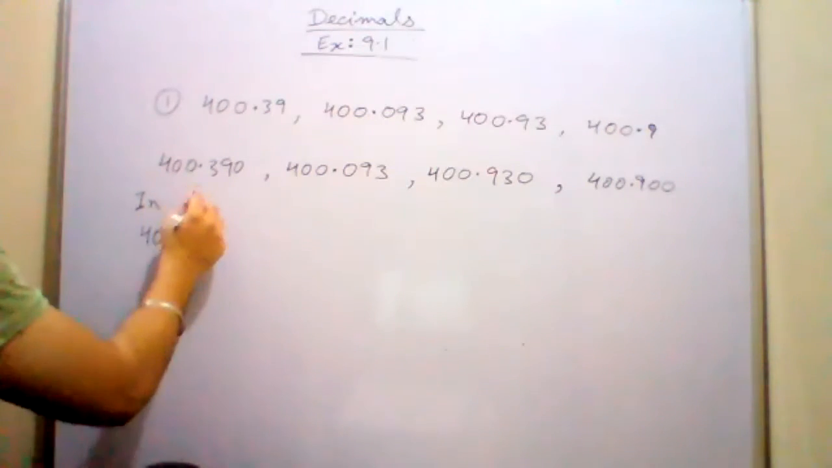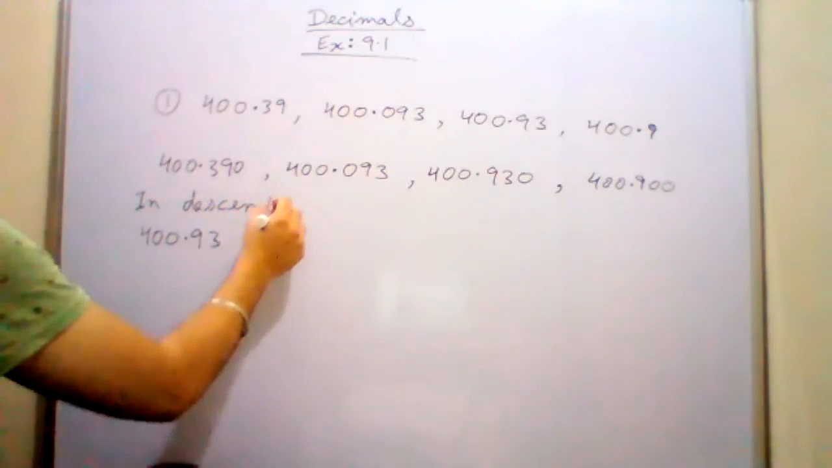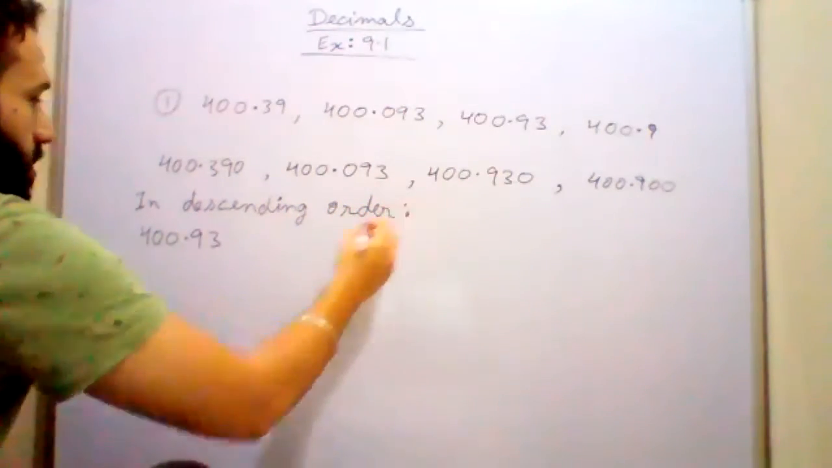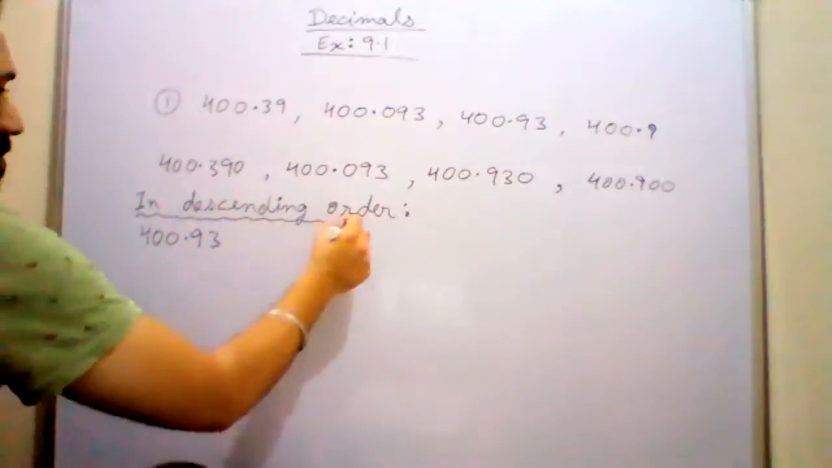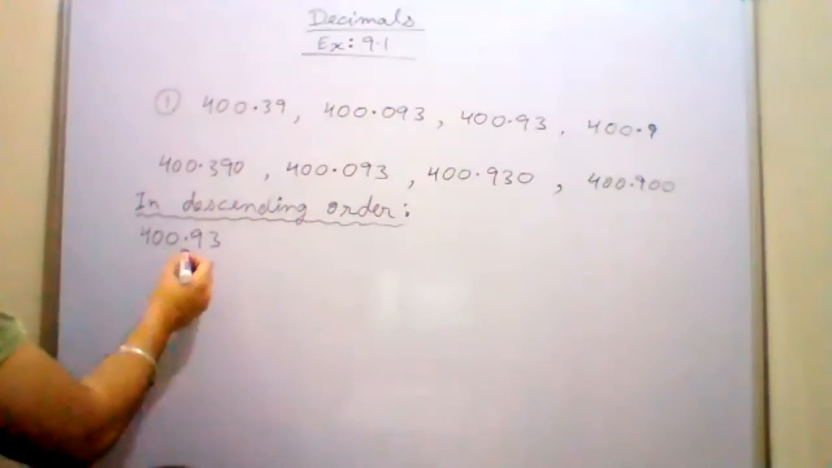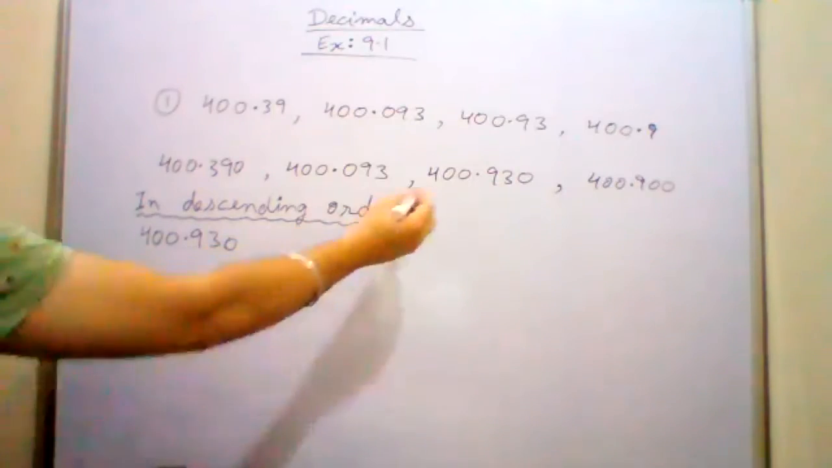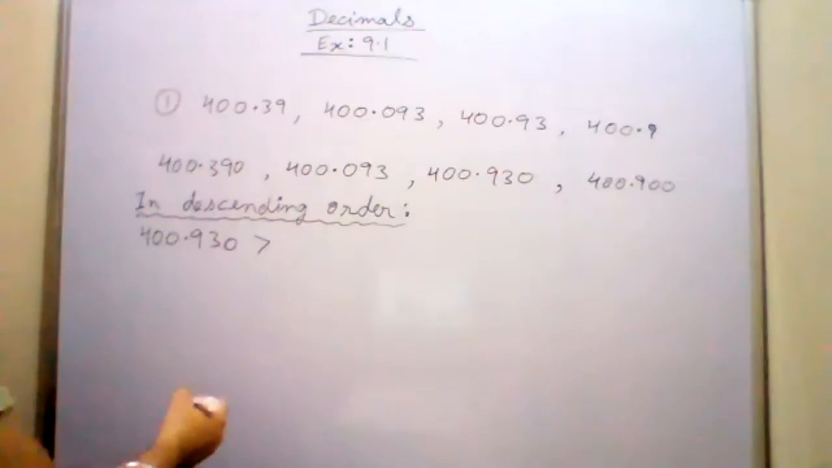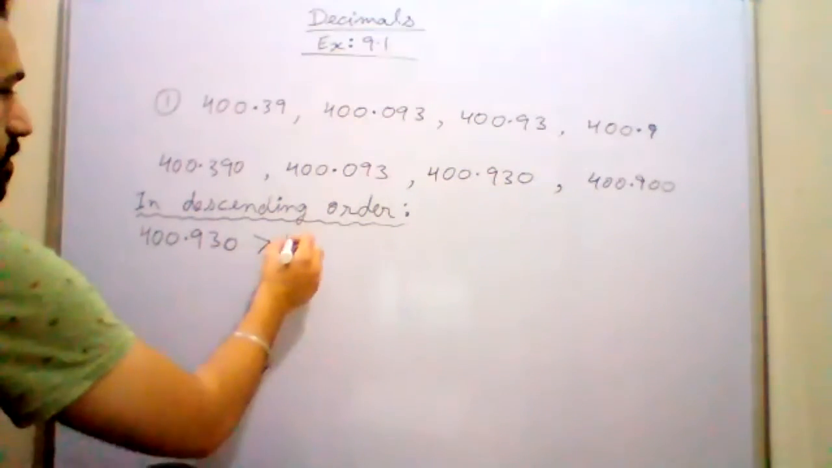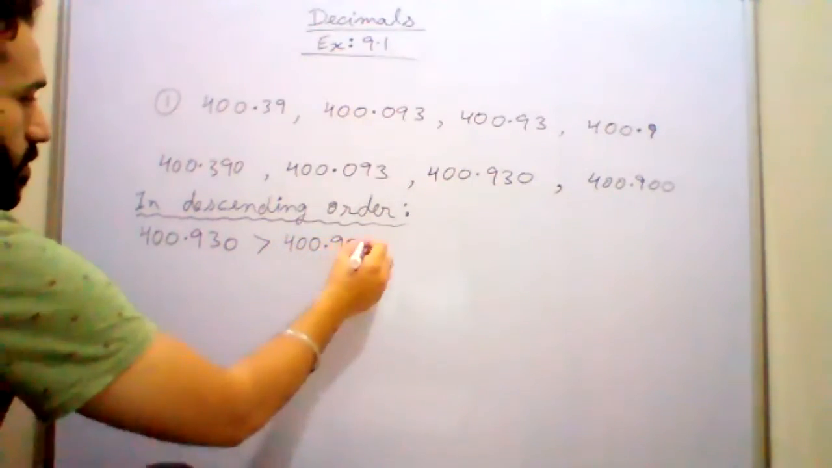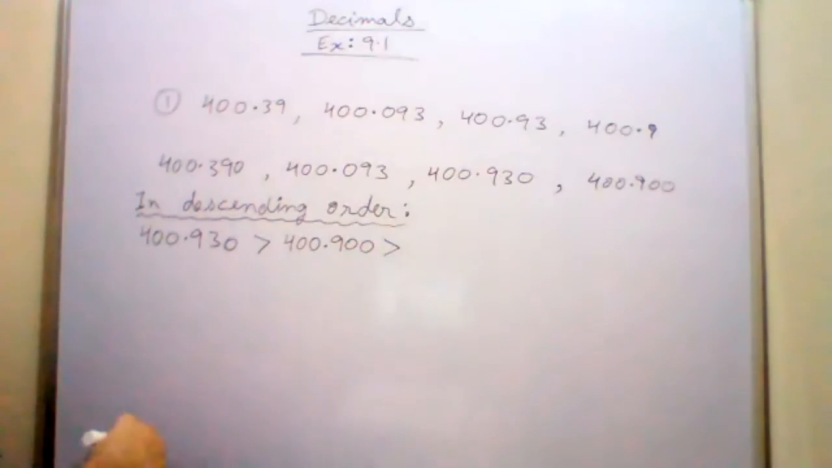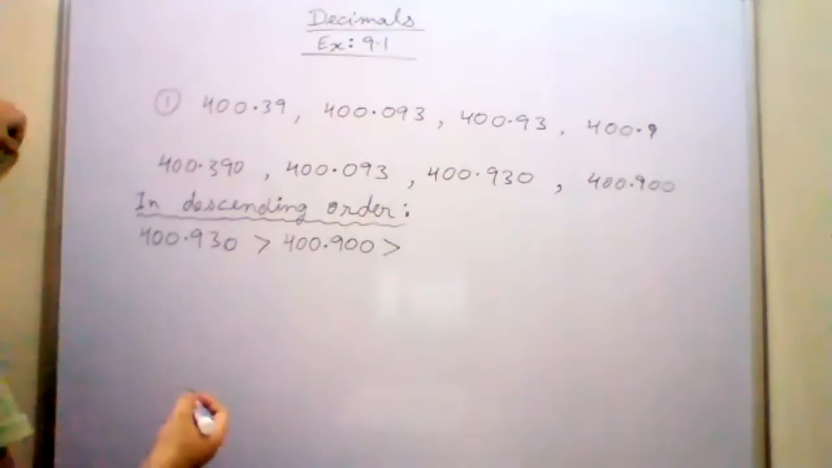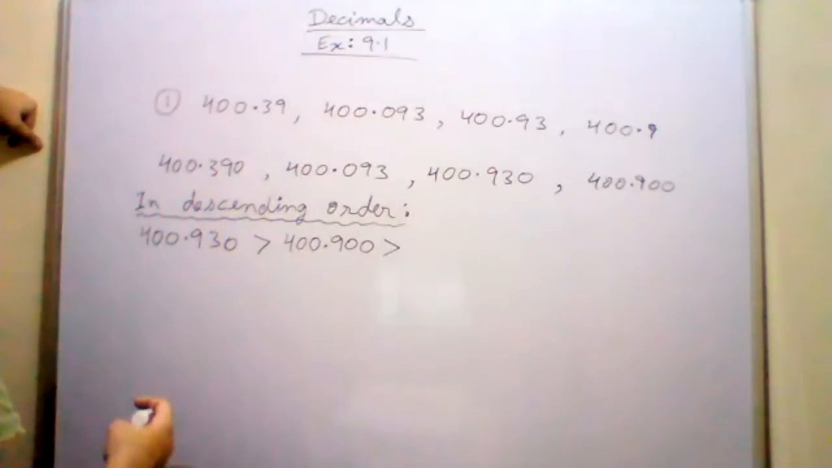So in descending order, the answer is: the first number is 400.930, the third one. Then this is the greatest. The number which is smaller than this is 400.900. Why? 400.900, second. The fourth one comes to the second place. Who will come at the third place? Which number will come at the third place?